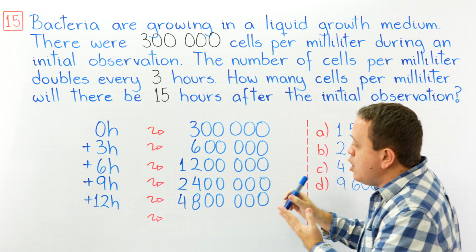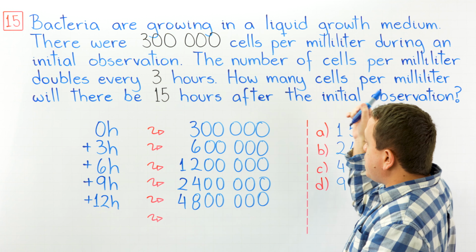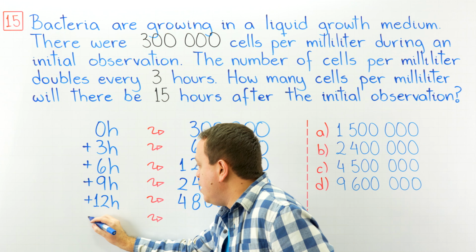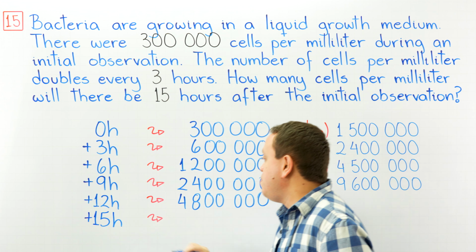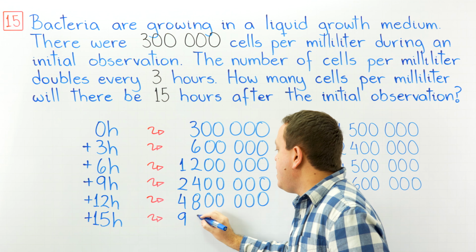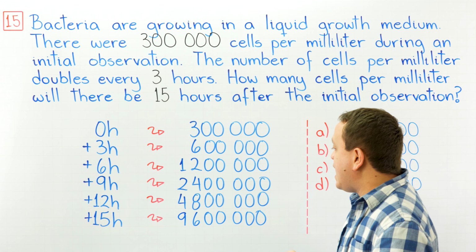And the question was, how many cells per milliliter will there be 15 hours after the initial observation? We know that 12 hours after the initial observation, the number of cells per milliliter is 4,800,000. If we add 3 more hours, or 15 hours after the initial observation, this doubles. So now it's going to be 9,600,000. Remember that you can use the calculator.